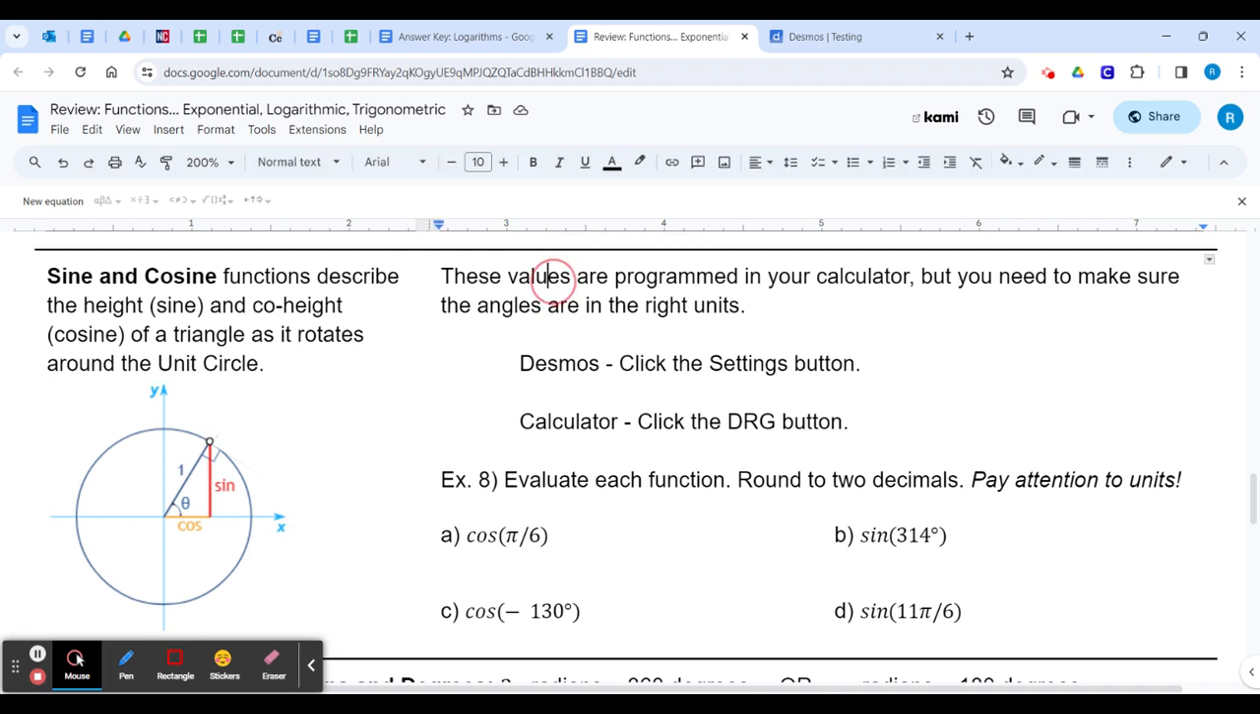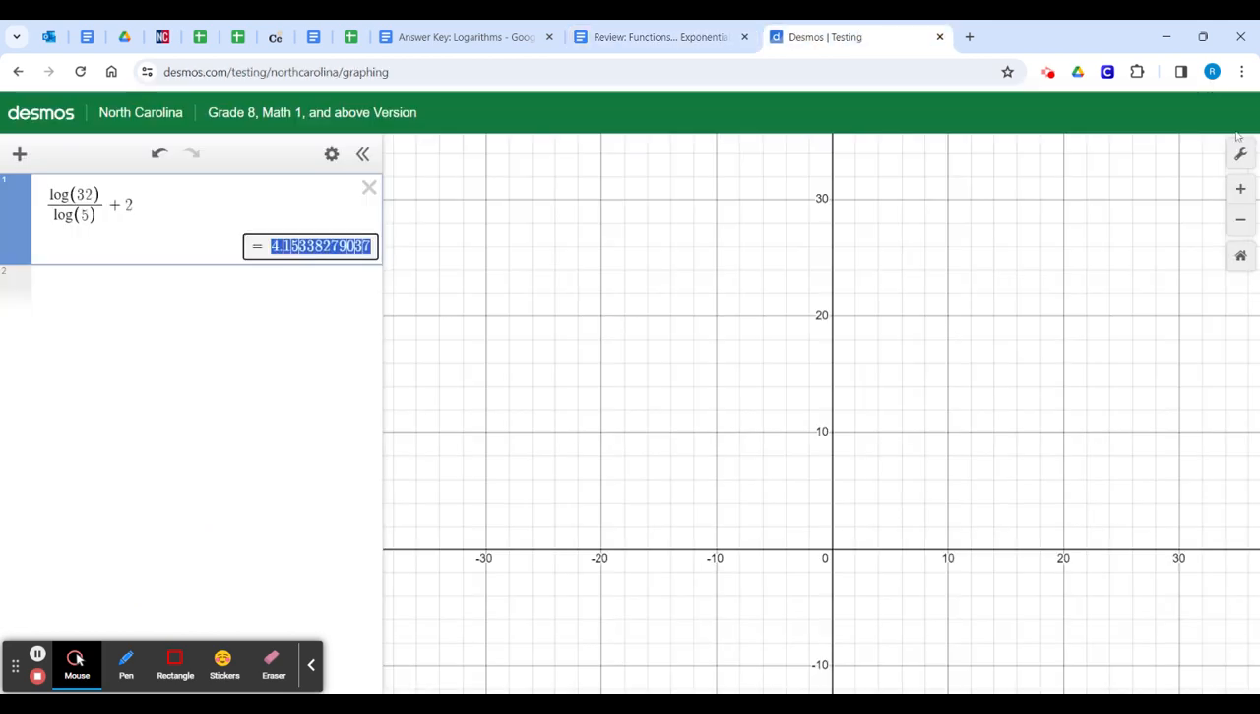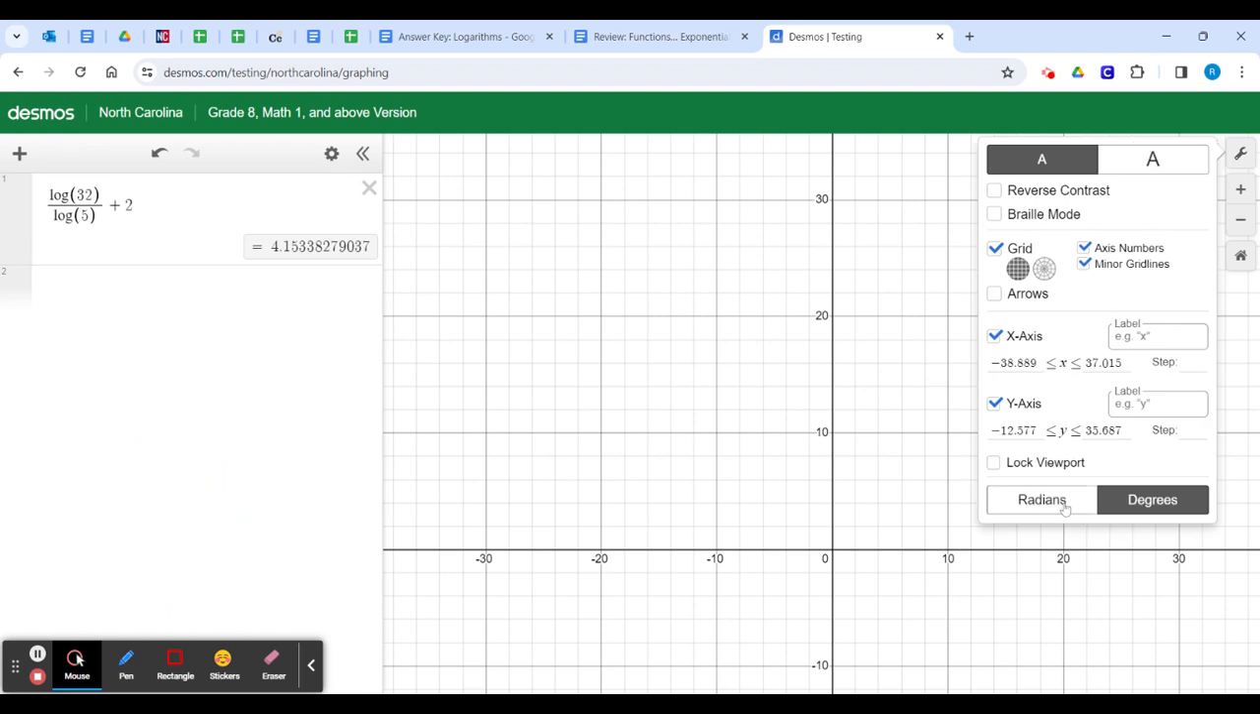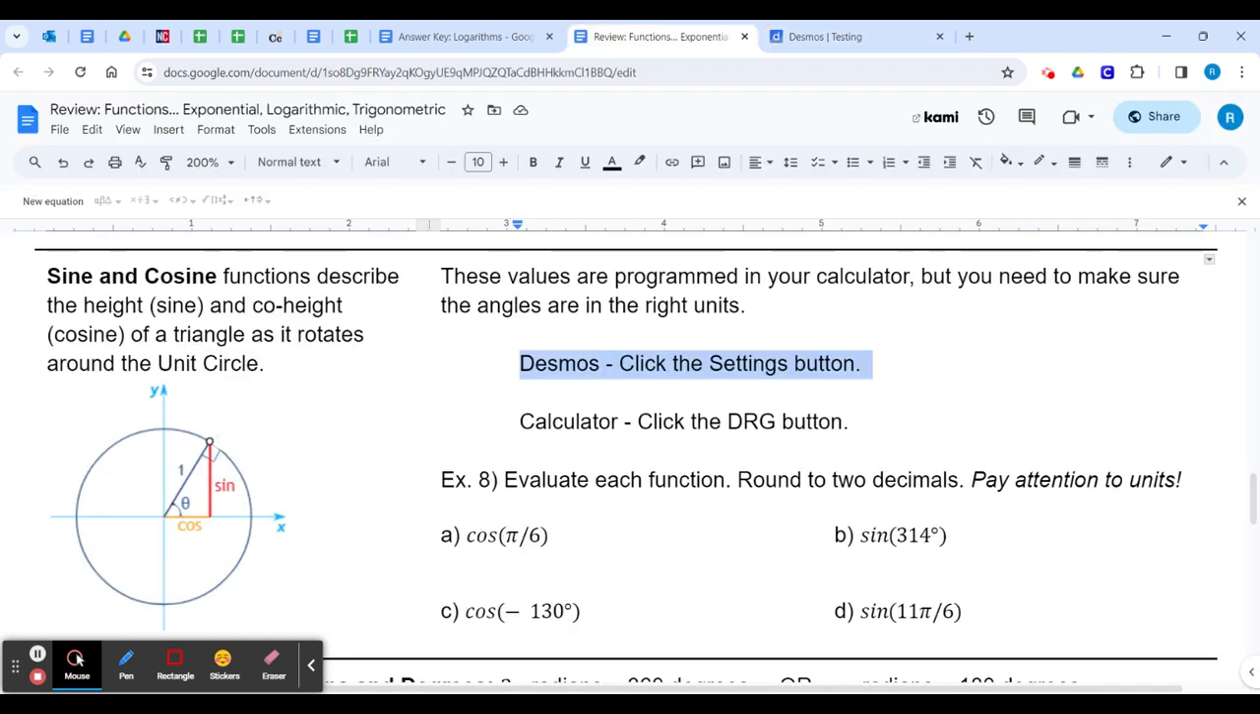So these values are programmed in our calculator, but we need to make sure we are using the right units. If you're using Desmos, which I recommend, go to the settings bar, and you'll notice that we can toggle between radians and degrees over on the right side here. We want to make sure we're in the right thing. If you're in your calculator, you're going to use the button called DRG to toggle between those two things.